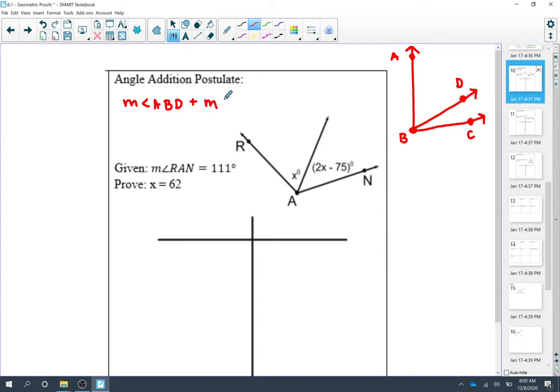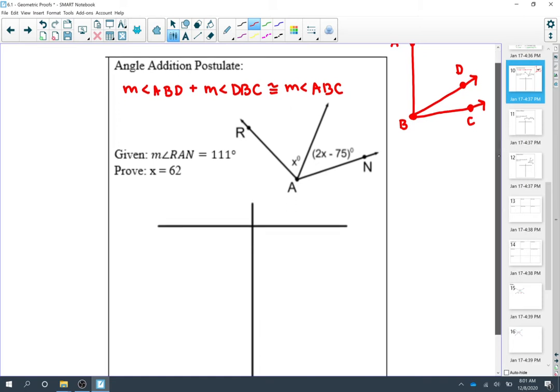Plus the measure of angle DBC is congruent to the measure of angle ABC. Okay, so ABD, DBC, you just took the bigger one plus the smaller one equals the whole thing. So ABC. That's your angle addition postulate. You take one of them plus the other one, it makes the whole thing.